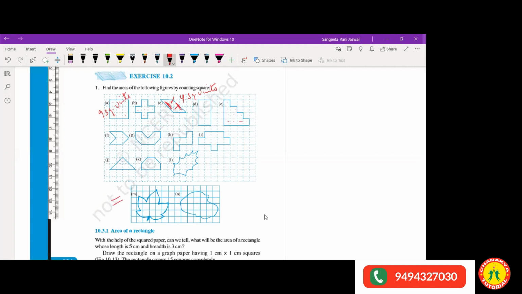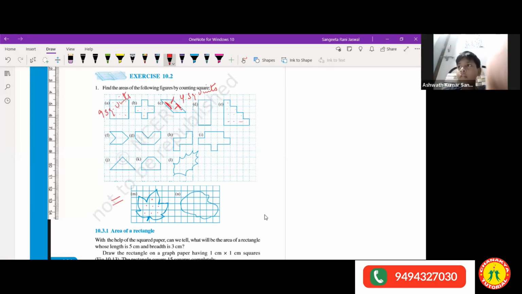In this, first you count the complete number of squares. 1, 2, 3, 4, 5, 6, 7. These are the complete squares. Now you will consider those squares which have area more than half.